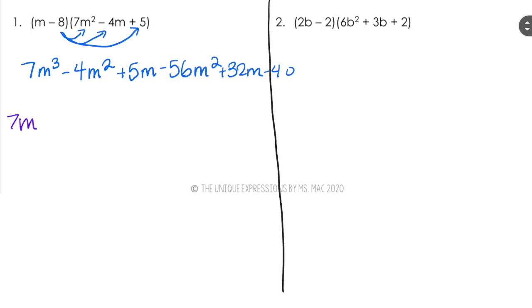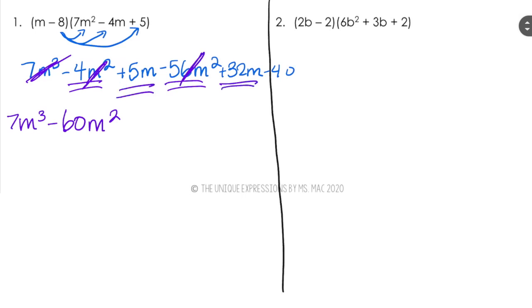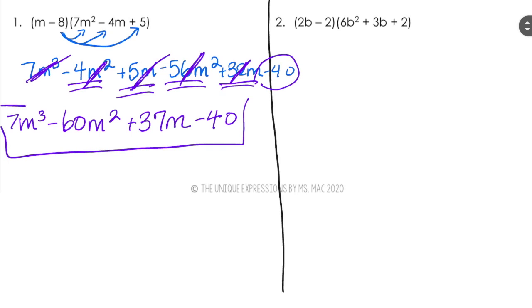So the 7m to the third power is going to be our leading term. There's nothing else to combine that with. Moving on to the m squareds. So negative 4m squared minus 56m squared is going to be negative 60m squared. Moving on to the m's. 5m plus 32m is positive 37m. Done with those, and then our negative 40 is left alone. And this is our answer. All right, I'm gonna go ahead and erase. Maybe I don't have to.